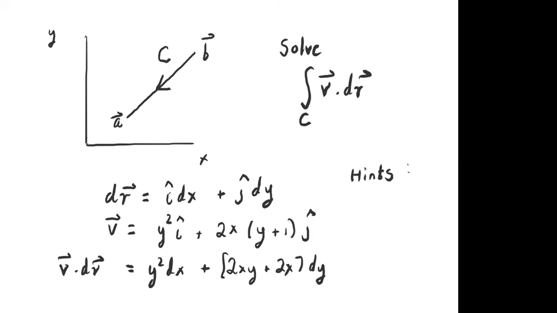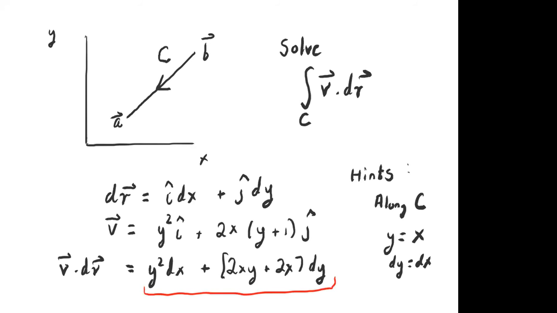First of all, along C, I have a line whose slope is 1. So x equals y. dy is just dx. So neither x nor y are constants anymore. And the task now is to take this expression and write it either in terms of x or y. You have a choice. You could do it one way or another. And I suggest you do it both ways because you should get the same answer.